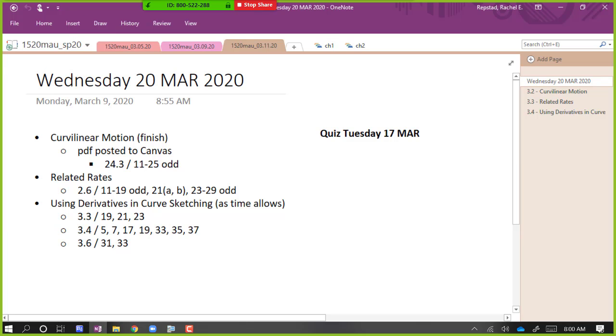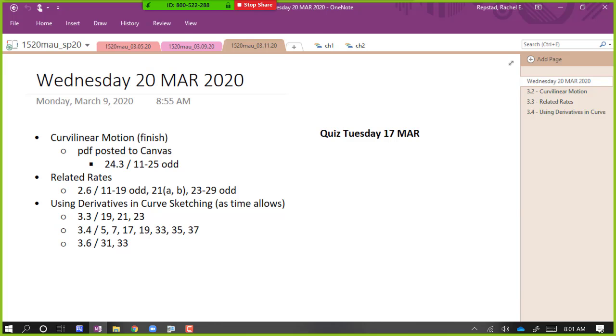So everybody took the test yesterday and turned in their problem set. I haven't begun the grading process, so I hope to work on that this weekend. We're going to keep working through this chapter on the applications. We have three problems to finish on the curvilinear motion, and then we'll look at related rates problems. Depending on where we're at on time, we might get a start on the curve sketching. We'll see where we're at at the end of the related rates.